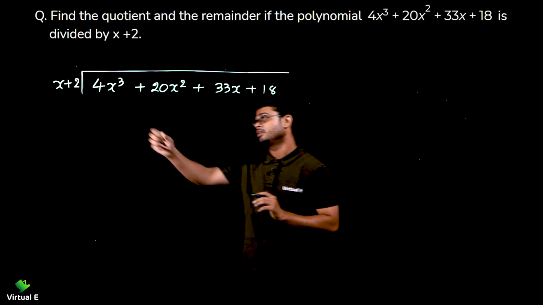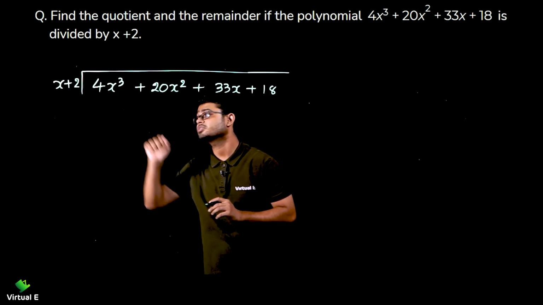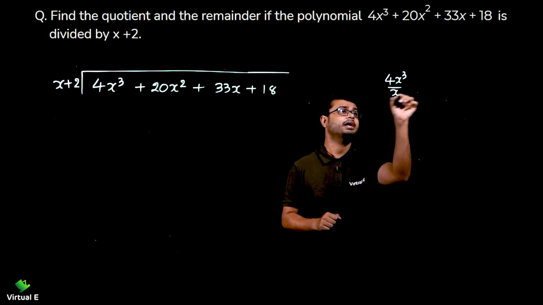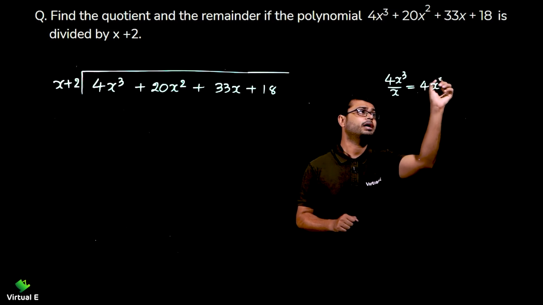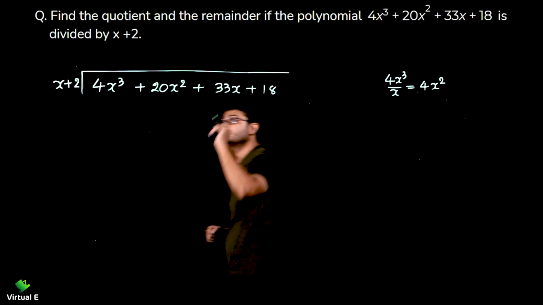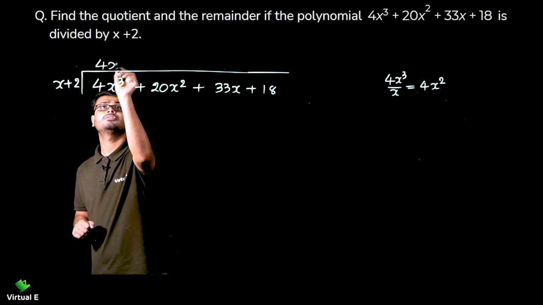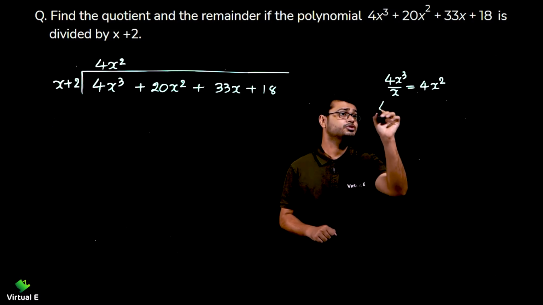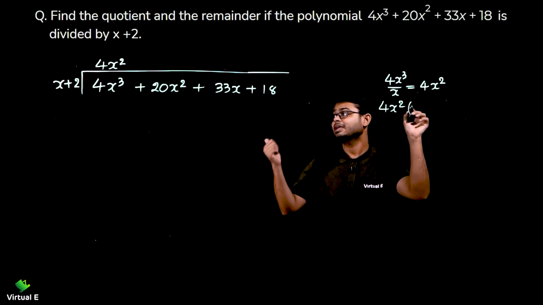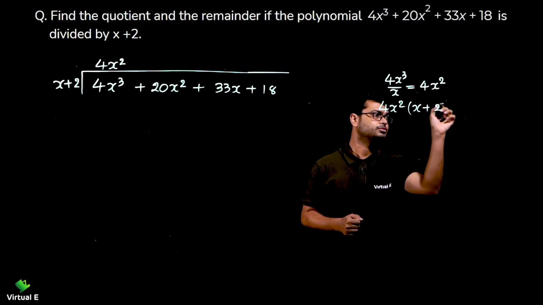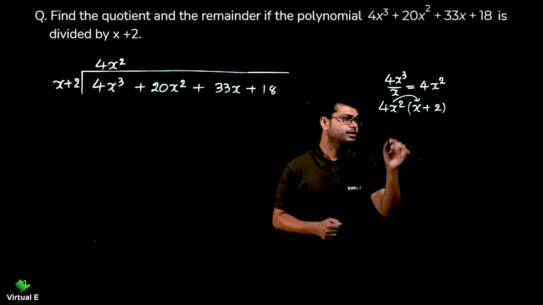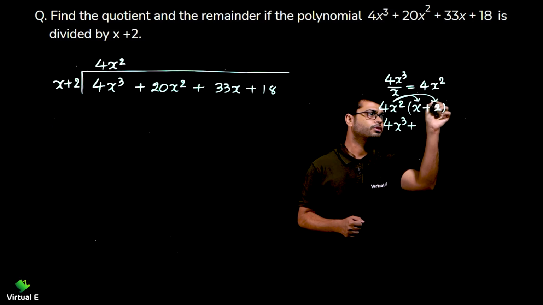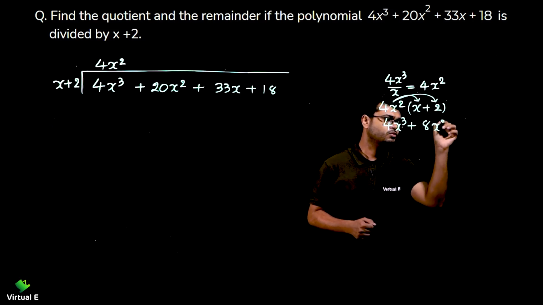Very simple. You take the first term of the dividend and the first term of the divisor. So let's start. 4x cubed divided by x. So you get 4x squared. Now the same term should be written where? In the quotient. So 4x squared. Now with the same term we are supposed to multiply the divisor, that is x plus 2. If we multiply, here we are going to get 4x cubed plus 4 2s are 8 x squared.